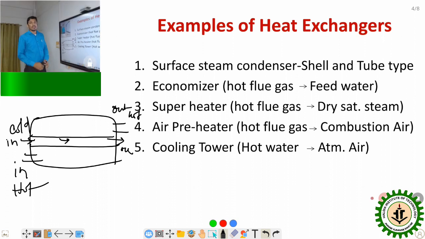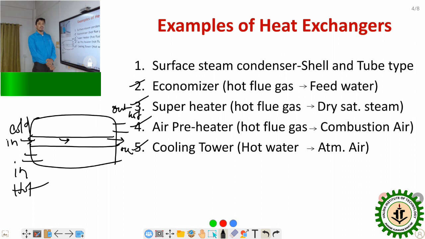Next, one of the most common and most important devices, which is known as the heat exchanger, is specially used in the steam power plant, where you will find its use in the boiler sections. So, all starting from 2 to 5, these are the most important components of heat exchangers. One example of heat exchangers, specially used in the steam power plant.